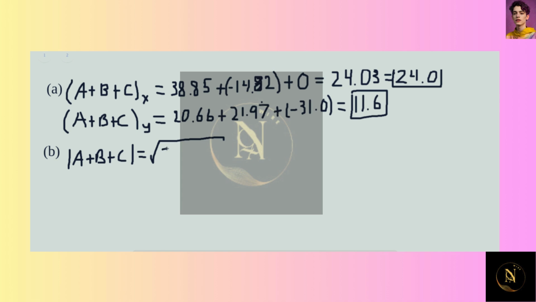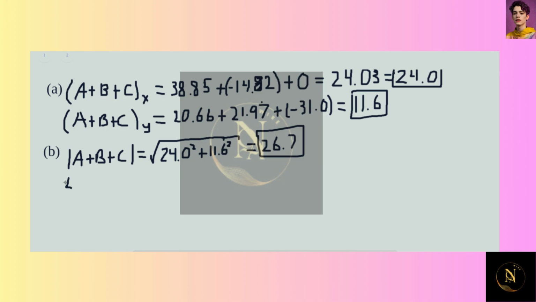Okay, so that's going to be 24.0 squared, for the magnitude of the sum in the x direction, plus 11.6 squared, for the magnitude of the sum in the y direction, all under the square root. If you go ahead and do that, you square those and take the square root, you get 26.7 as the magnitude.